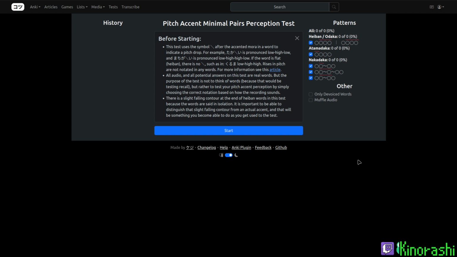You can't really hear the difference between those two because they didn't bother to pronounce the particle. But the first one was an odaka, or low, high, then low during the particle, and the second one was a heiban, or low and then high. And then we have hashi, 箸 hashi. That's an atamadaka, or high and then low.